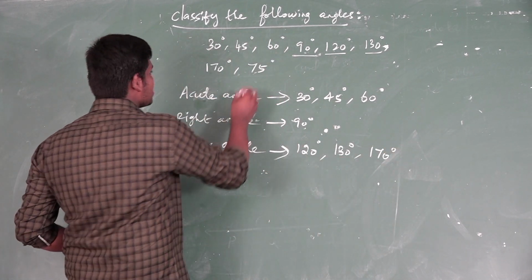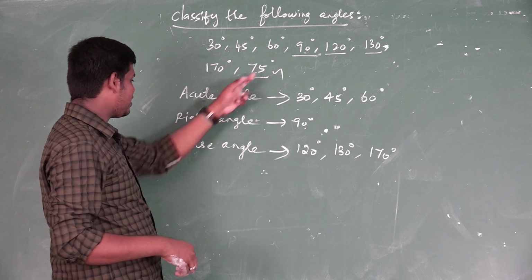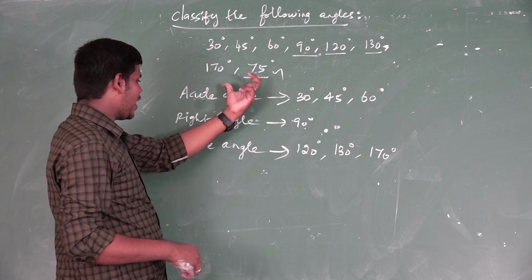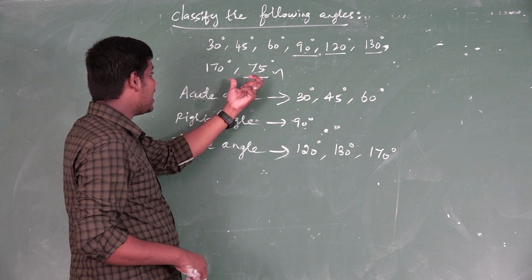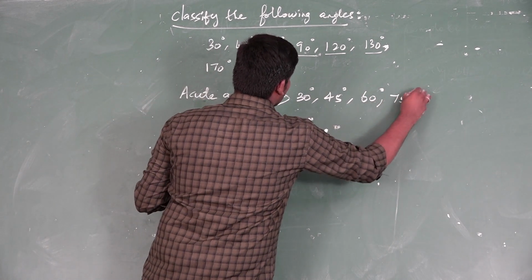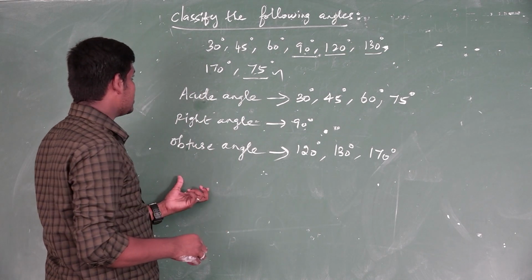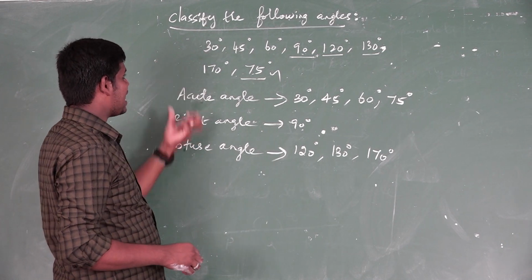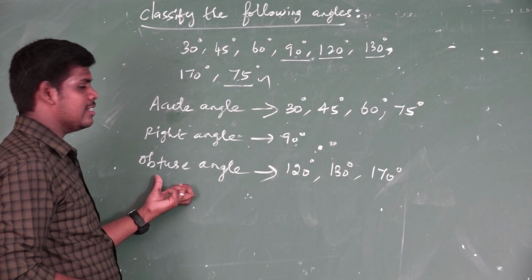170 also is an obtuse angle. The last one, see, 75. Is it an obtuse angle? No. Why? Because it is less than 90 degrees. That is called an acute angle. We want to consider it among the acute angles. Have you understood, students? This is how to classify the following angles.